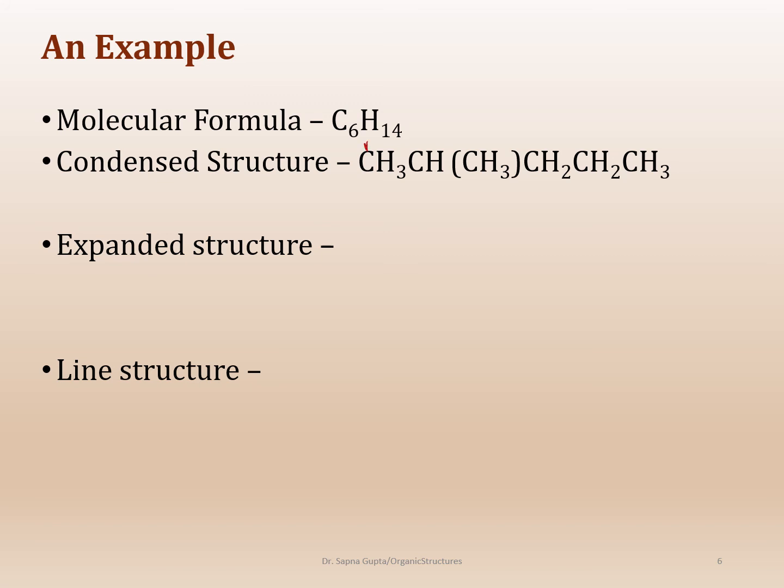So 1, 2, 3, 4, 5. If you noticed, I didn't count the one in the bracket, and I'm not going to, because I know that this carbon is going to be connected to this carbon right here. Now let's write the expanded structure for this. So 5 carbons, right? I'll draw out my 5 carbons first, and then the first carbon has 3 hydrogens. My writing is not the best.